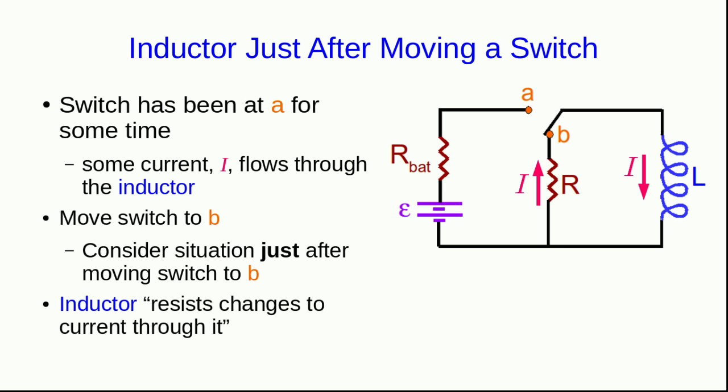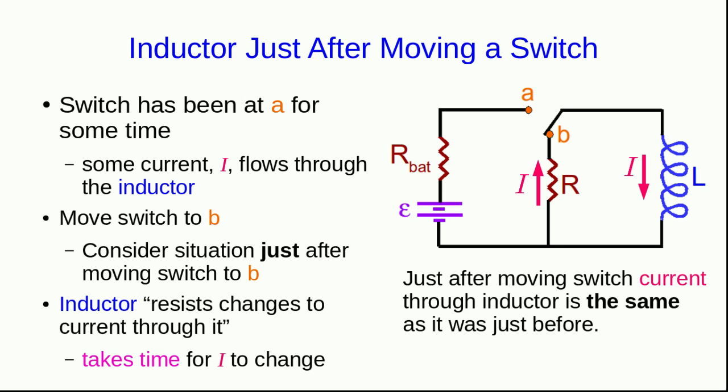Well, remember what an inductor does. An inductor resists changes to the current through it. And so, in other words, it must take time for the current through the inductor to change. But just after we've moved the switch, there hasn't been any elapsed time for the current to change. And so the current has to be the same through the inductor just after we move the switch as it was just before. And again, all of those same arguments will apply to the situation of moving the switch back from position B to position A.